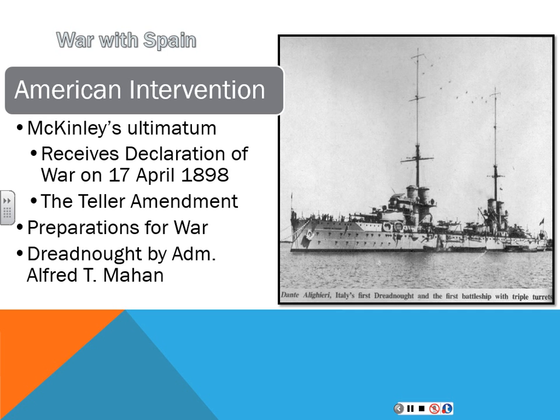Now, while all this is going on, Spain is over in the Atlantic going, what the heck is going on with the Americans? We've got a little rebellion, and they're just getting really upset about this. They have no understanding of what is going on or why we're getting so angry about these things.